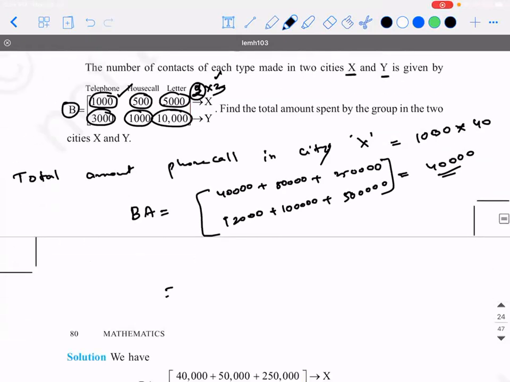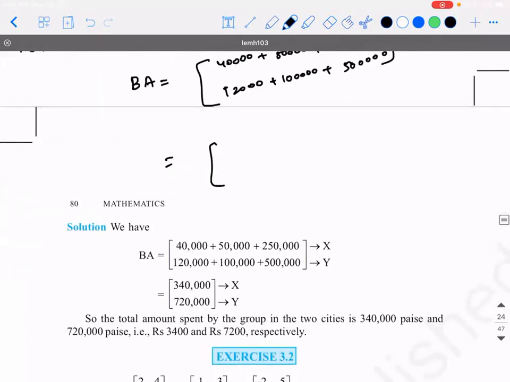Okay, now you add them, you're going to get the answer. What is the answer in the first case? You will get 3,40,000. In the second case, you will get 7,20,000. So they have spent these amounts in the cities X and Y respectively. They are not in rupees, they are in terms of paise. That's what we need to keep in mind.